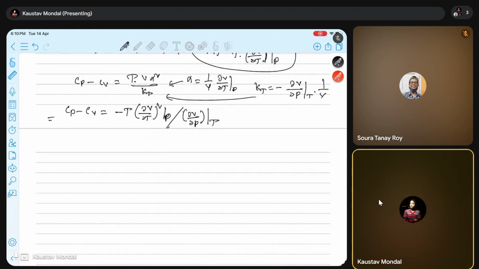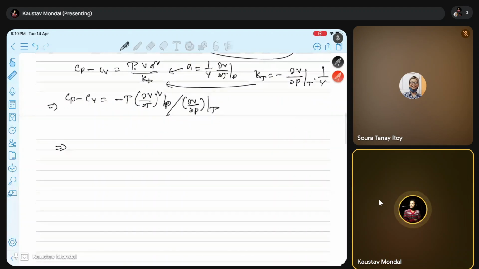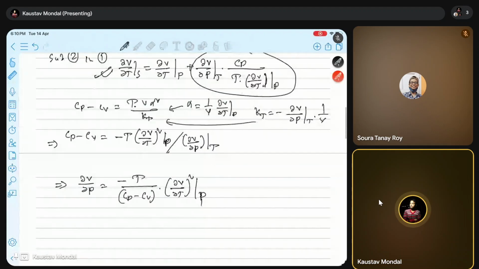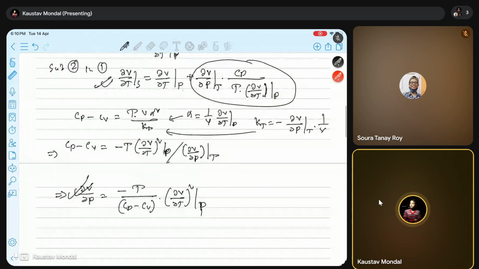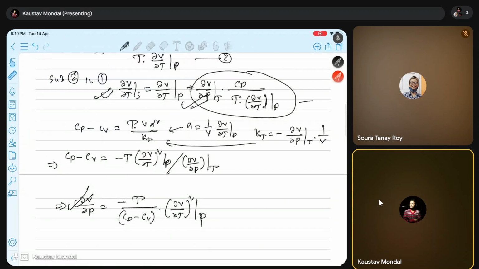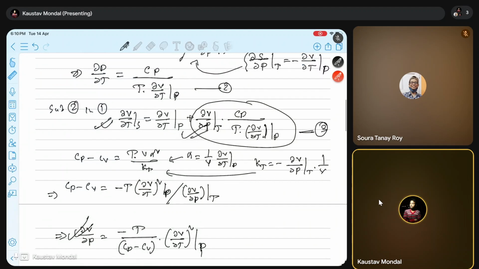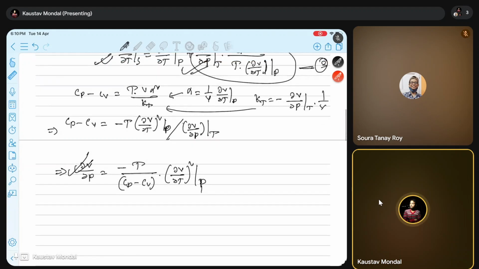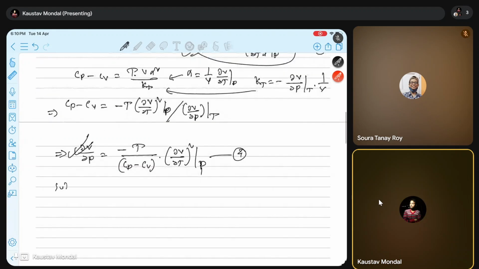Now from here you can write del V by del P as minus T by (Cp minus Cv) into (del V/del T) whole square at constant P. So you get an expression of del V by del P that you can substitute into our main equation, that is equation 3. Let's suppose this is equation 4. So substitute equation 4 in equation 3.